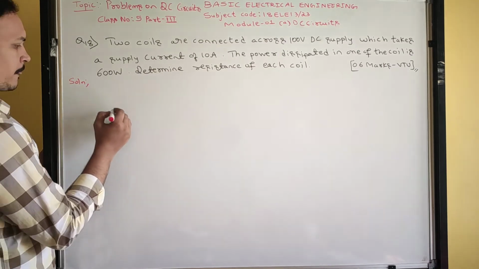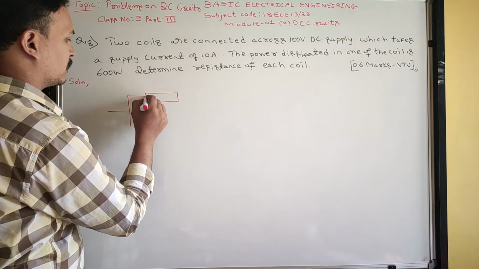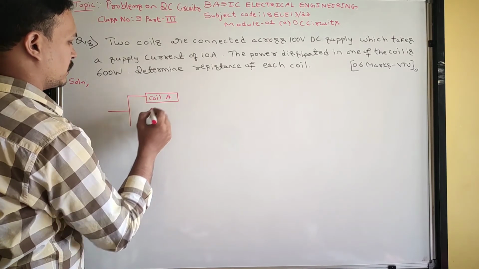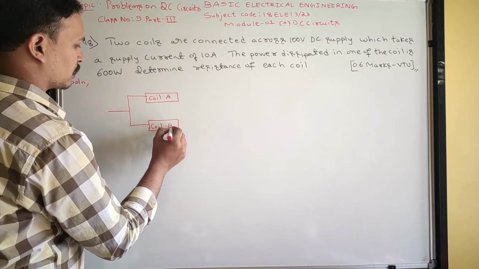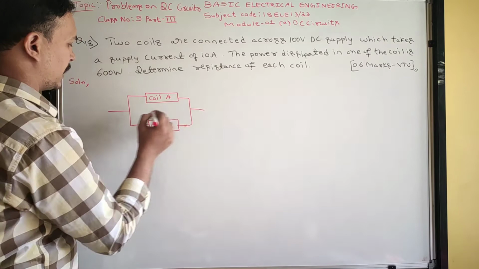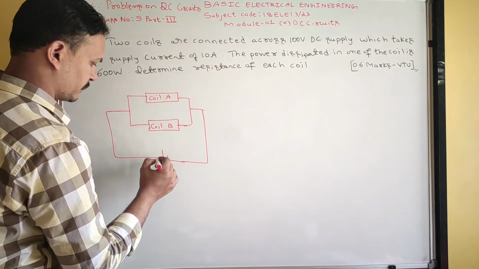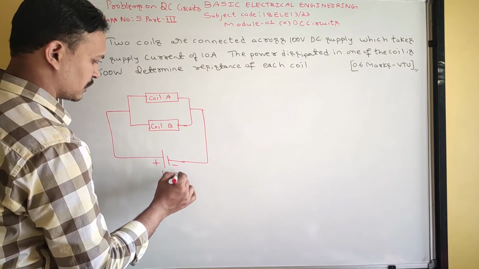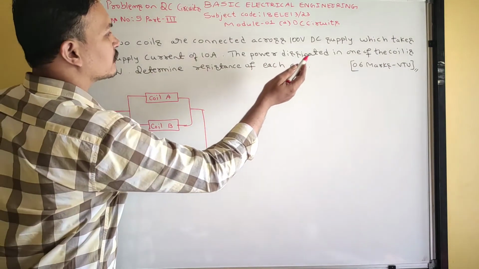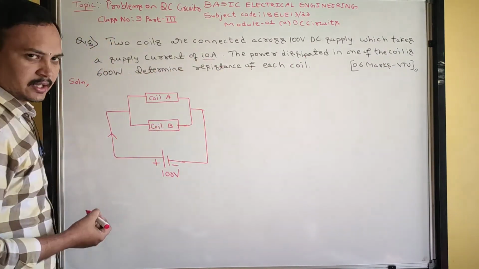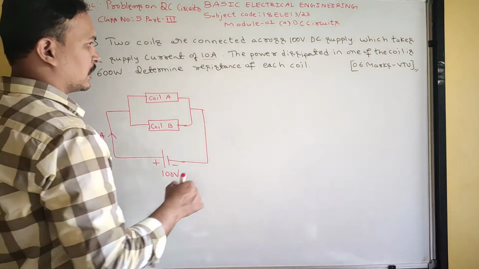Okay, look at here. There are two coils. How are the coils connected? In parallel. You can call this coil A and this one coil B. Coil A and coil B are connected in parallel across what is the supply voltage? Very good, 100 volts. Then it takes a supply current of 10 ampere. So what is this current? 10 ampere.